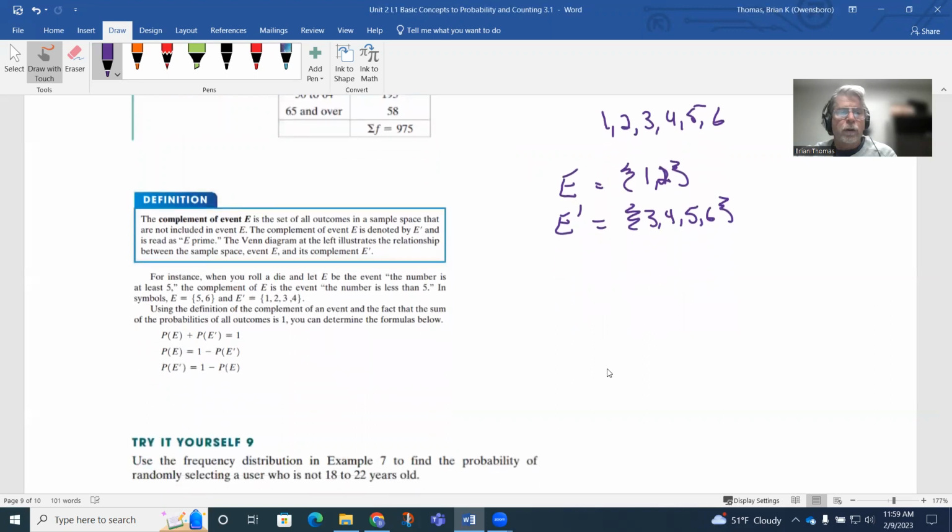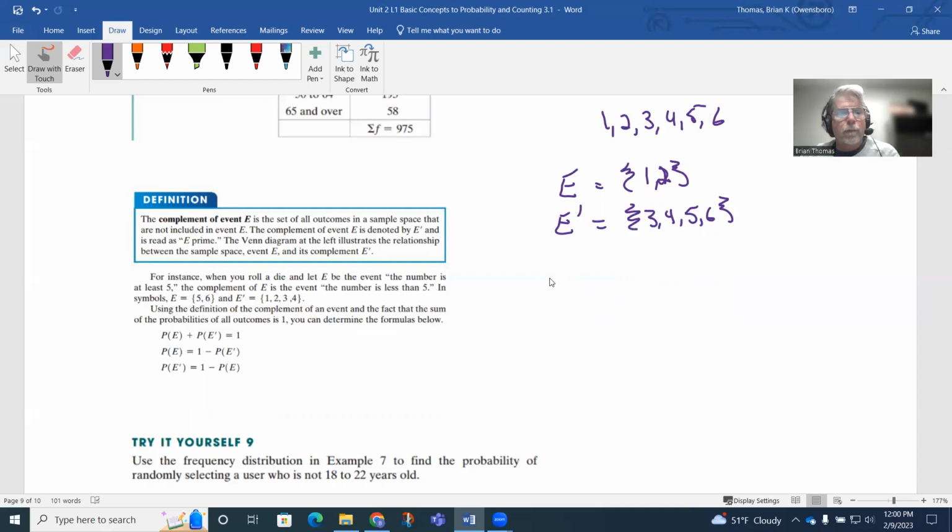Now, when it gets into probability, we can look at an example here. For instance, when you roll a die, let E be the event the number is at least 5, and the complement of the event is the number less than 5. In other words, E is 5 and 6, and the complement is what's less than 5, the 1, 2, 3, and 4. Using the definition of the complement of an event and the fact that the sum of the probabilities of all outcomes is 1, you can use these formulas below.